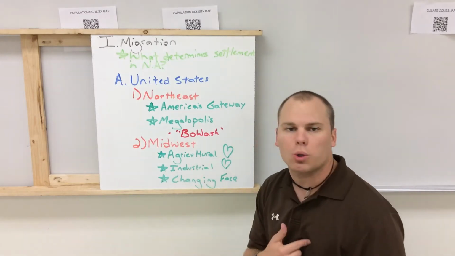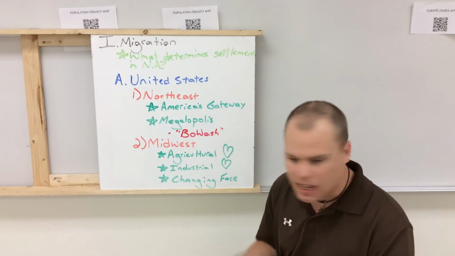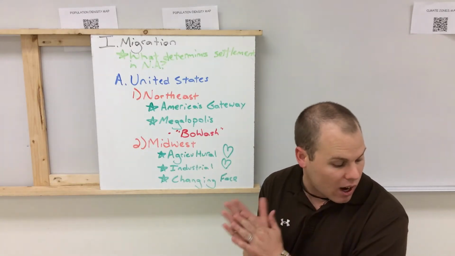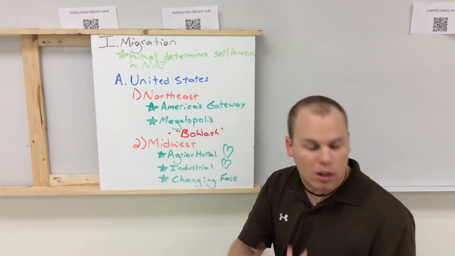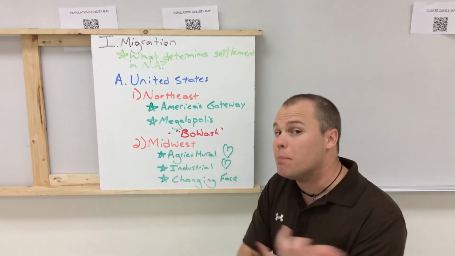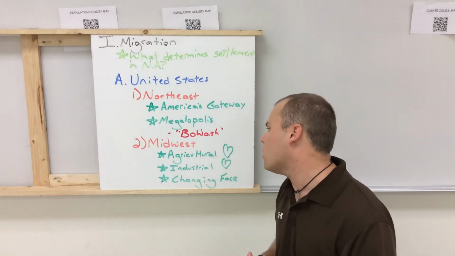The next area that we're looking at in the United States is the Midwest. The Midwest is the agricultural heartland of the United States. This is where most of the United States agriculture is grown. It's known as the breadbasket. This is where corn, wheat, soybean, meat, and other dairy products mostly are grown in the United States.